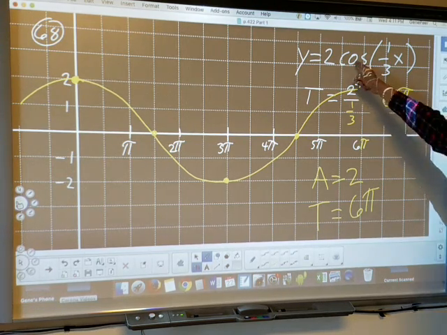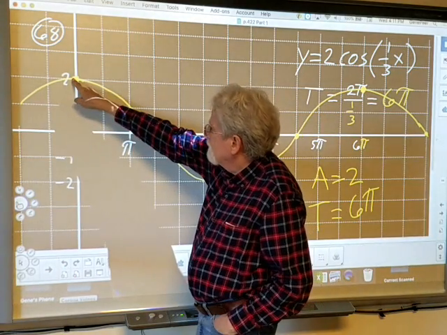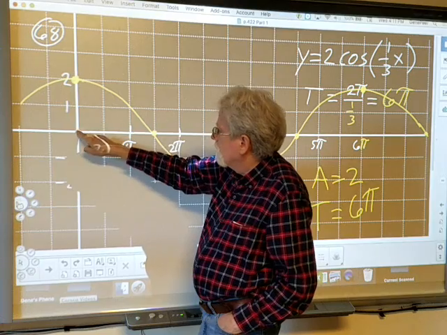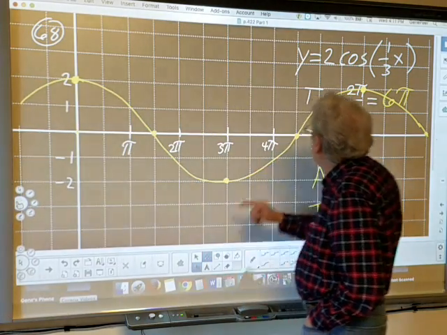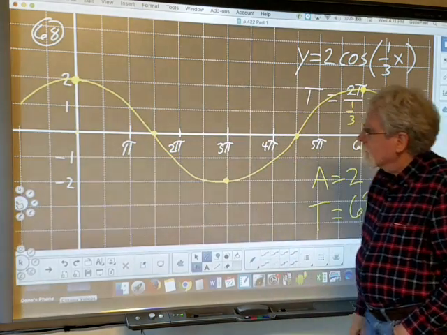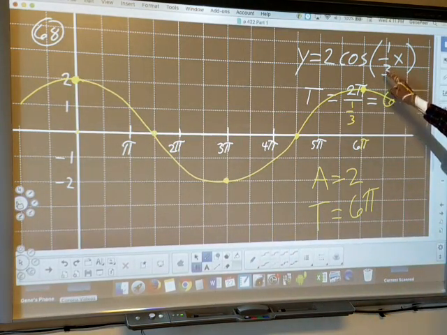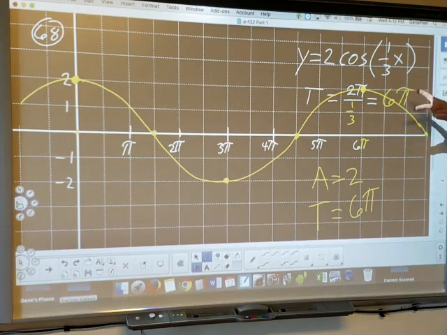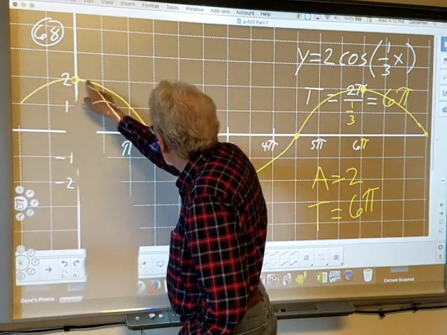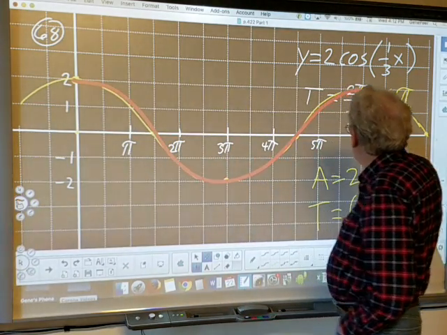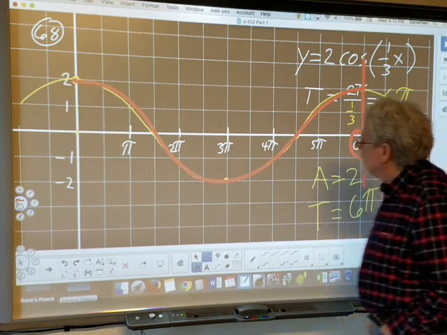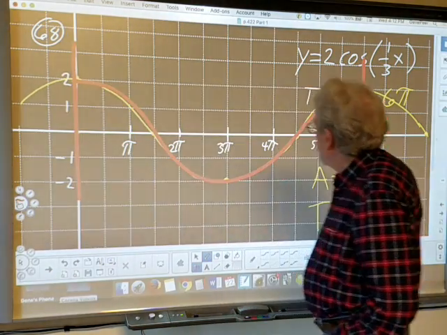So cosine made it start here instead of here. Sine would have started here. Cosine starts up there. The 2 makes it start way up there instead of down here at 1. And the 1/3 gives us a period of 6 pi, so we fit 1 complete cycle into the space of 6 pi. From here to there, we have 1 cycle.